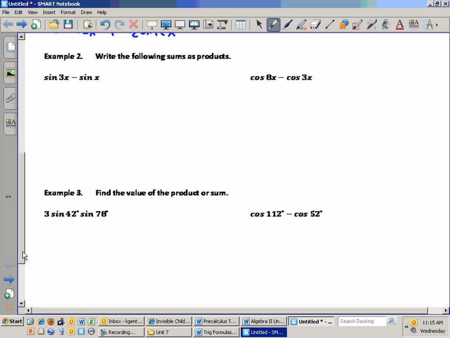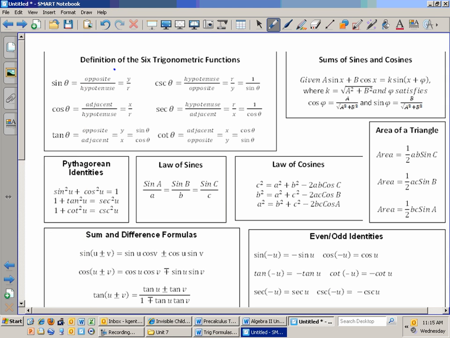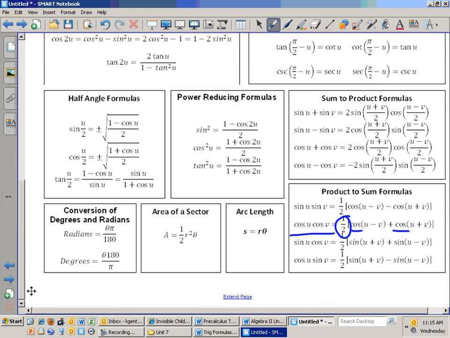Okay, now we switch. Now we write sums as products. So I need to write this as a product. So I look at my sine and my sine piece, sine minus sine. If I go to my trig formulas, I'm looking for sine minus sine. So now I'm going from a sum to a product. So sine minus sine would be this one right here. 2 times the cosine of them added over 2 times sine of the 2 subtracted over 2.